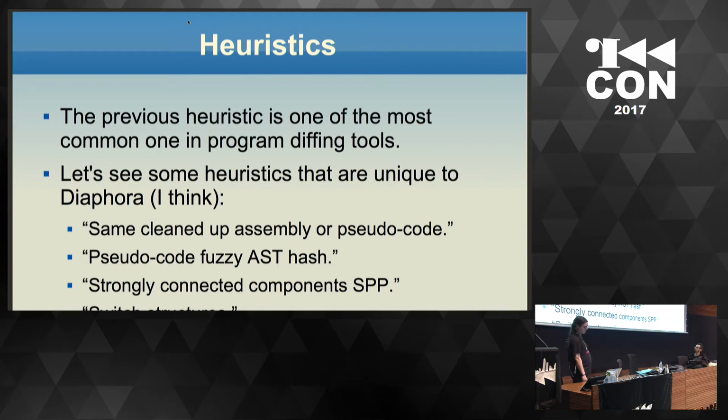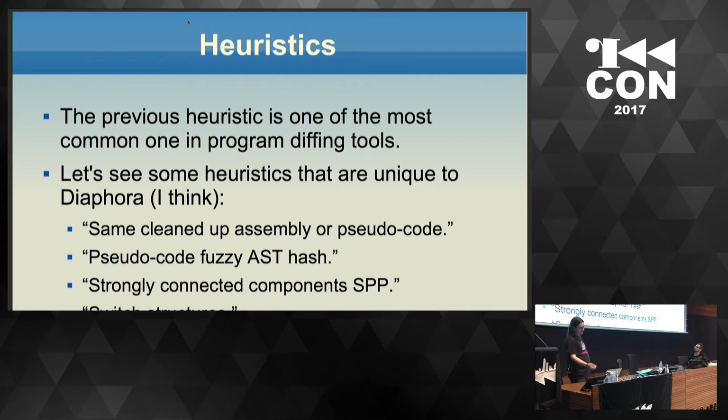This one is one of the most common in program diffing tools, and I think it is implemented in every single diffing tool that I have seen. But Diaphora has many heuristics that other tools don't have, like doing the same but cleaning up. Cleaning up is a fancy way of saying I'm removing stuff, doing fancy hacking in the code, removing variable names, global names, label names, and so on.